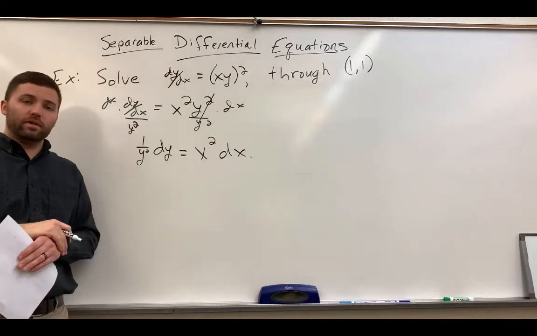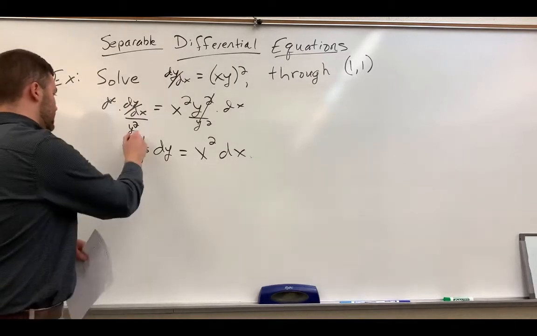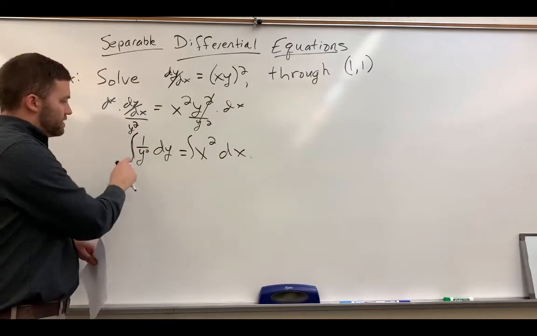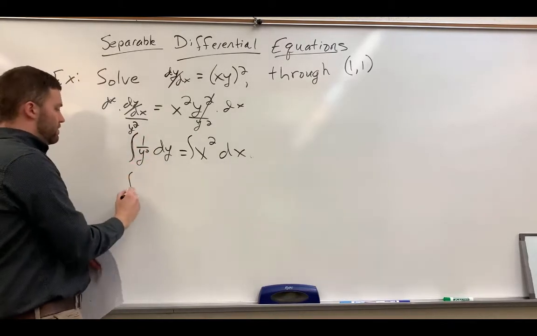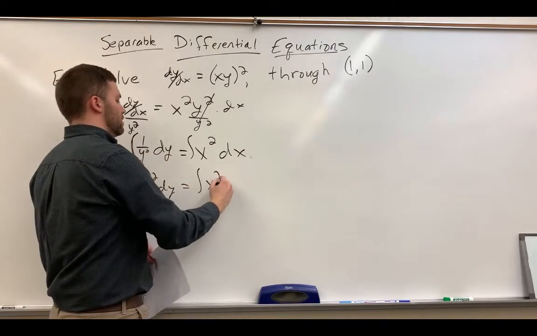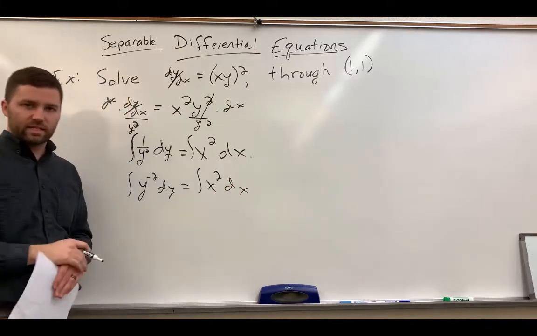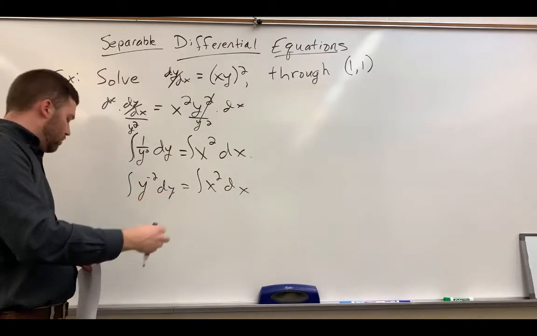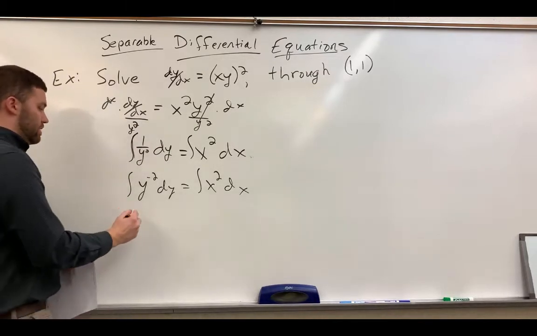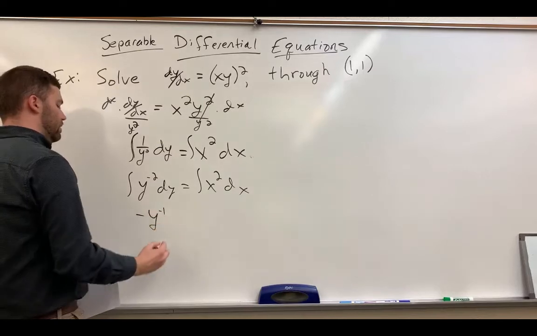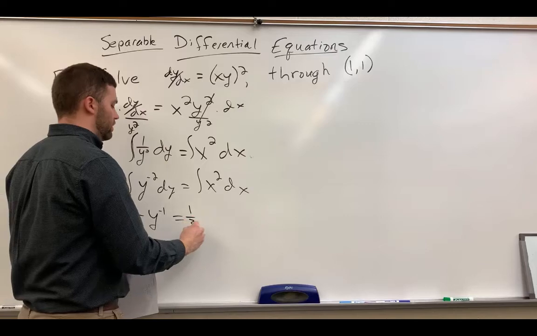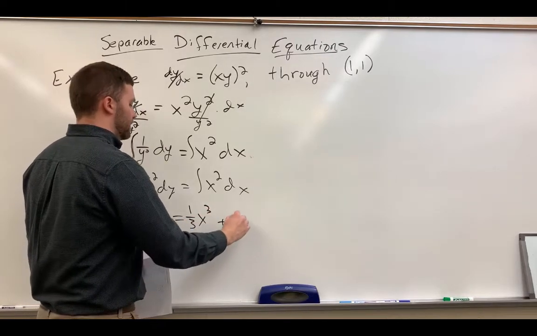Then we're going to antiderive each side on its own. We'll take the antiderivative of the left and the antiderivative of the right. The left can be rewritten as y to the negative 2, so let me rewrite that right now: y to the negative 2 dy is equal to x squared dx. Now we're ready to antiderive both sides. On each side, I add 1 to the power and divide by it. Adding 1 to negative 2 gives negative 1, so I end up with negative y to the negative 1 on the left. On the right, I have 1/3 x to the third plus c.